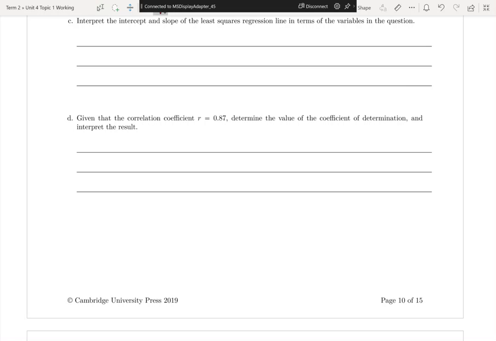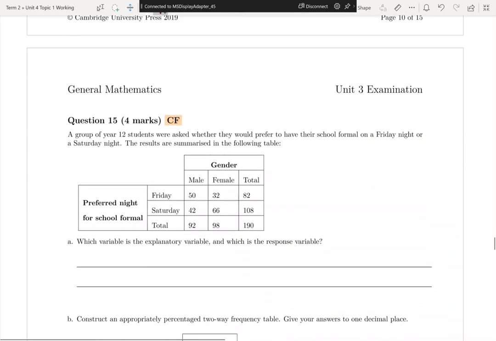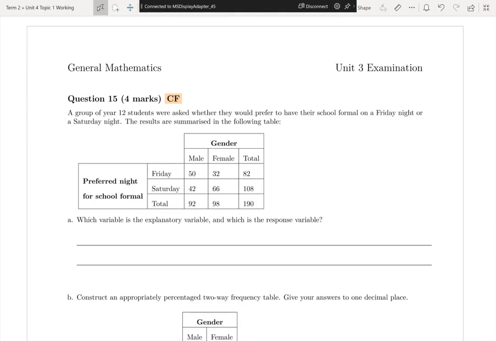Or, you've been given the R value, how could you use that to find it? Yeah, just square it. The coefficient of determination is just R squared. And then you'd have to interpret that too. Okay, we're still in complex familiar, 4 marks this time.